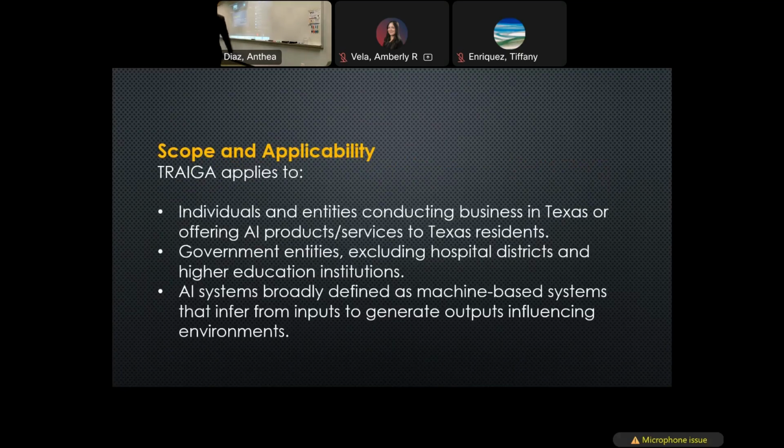Keep that in mind, Dr. AI systems are broadly defined as machine-based systems that infer from inputs to generate outputs influencing environments.